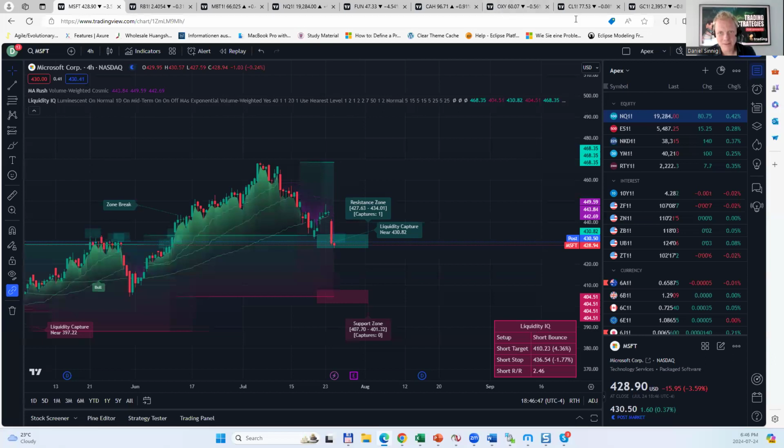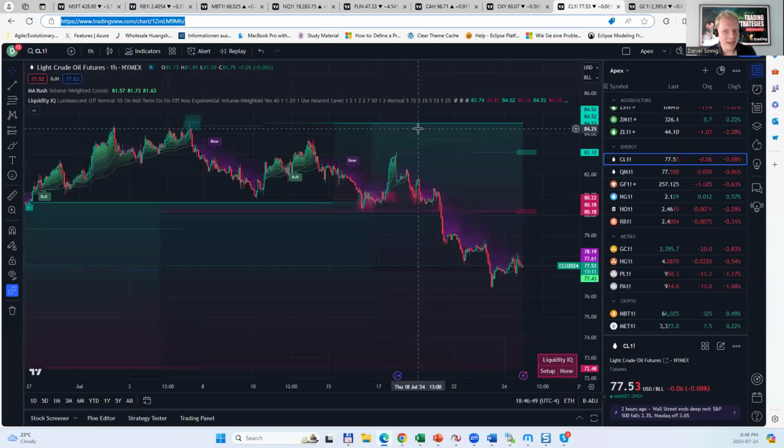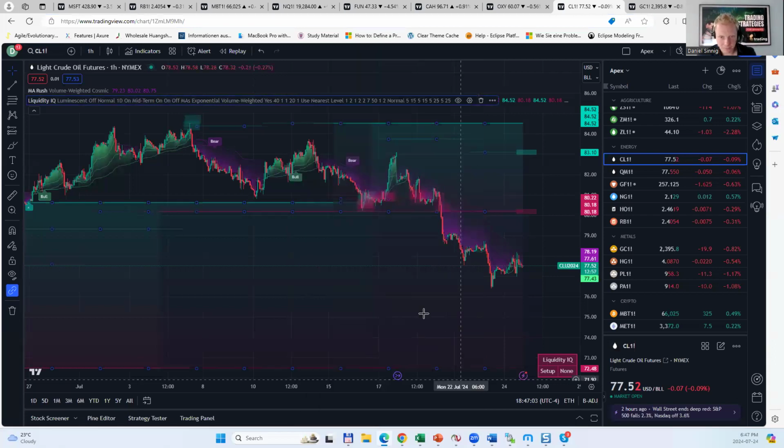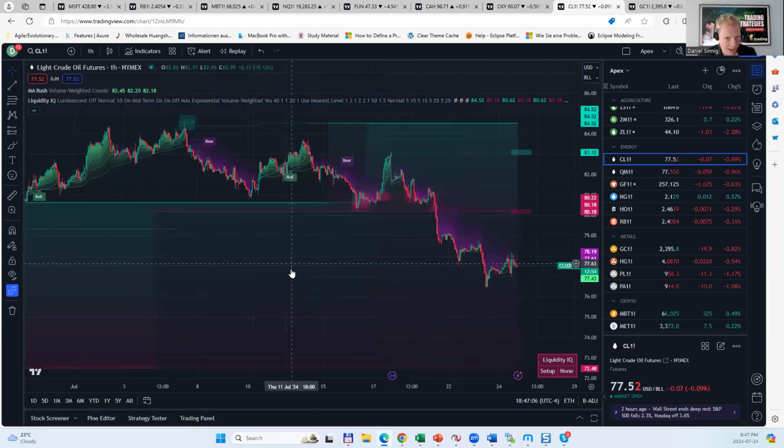So we look at Oxy, but let's look at crude. And this is interesting because this is crude on the 1 hour time frame. And I have configured Liquidity IQ to use the daily time frame for its levels. All right, so really cool. And actually what happened here is that we look how nicely price respected these levels in the past. Price wicked up into this resistance zone. We had a liquidity capture event, went down. All the way down to this zone, went up again. Down to support, up again.